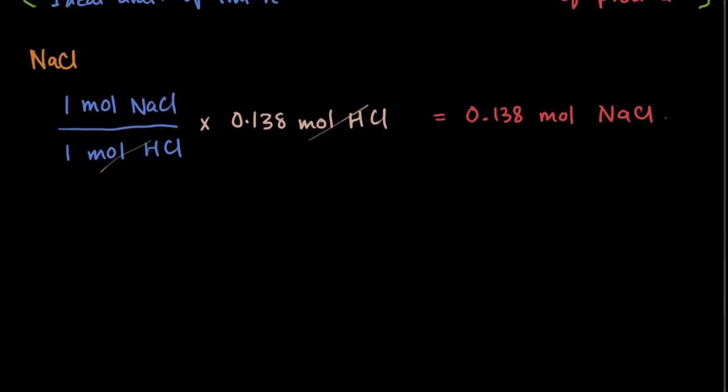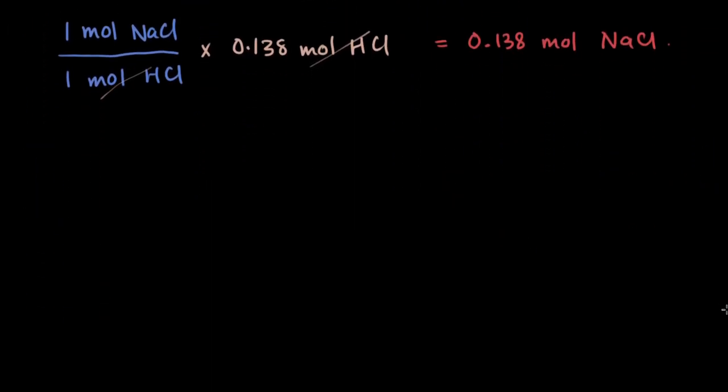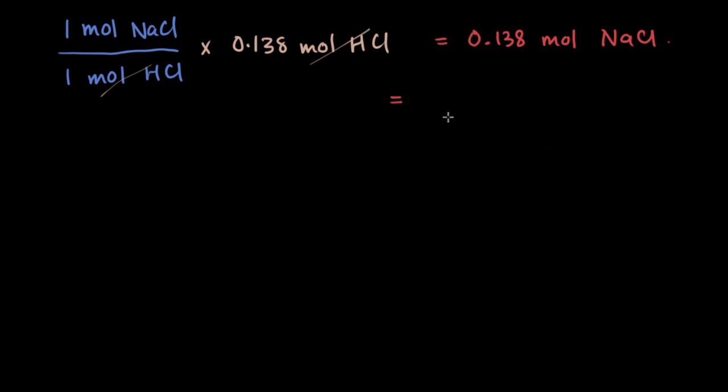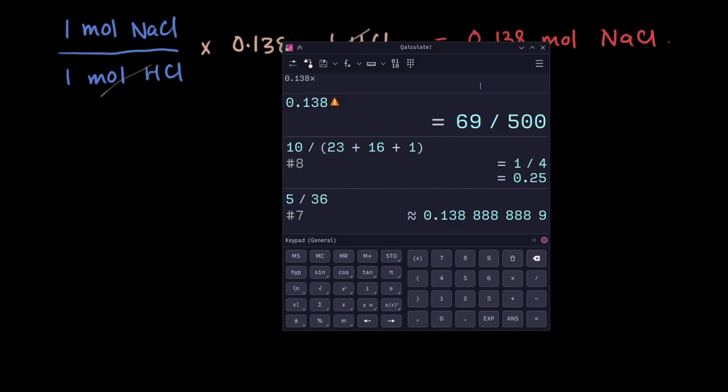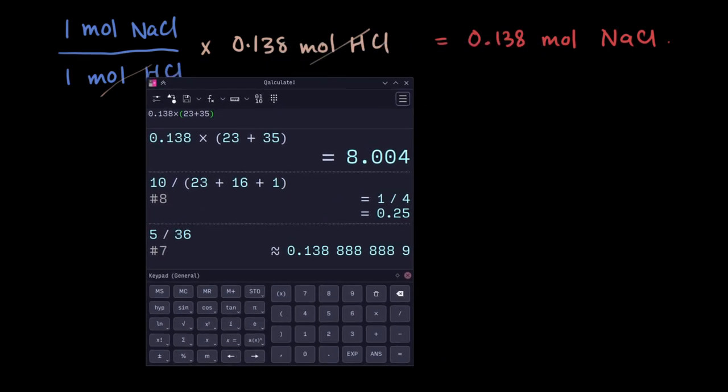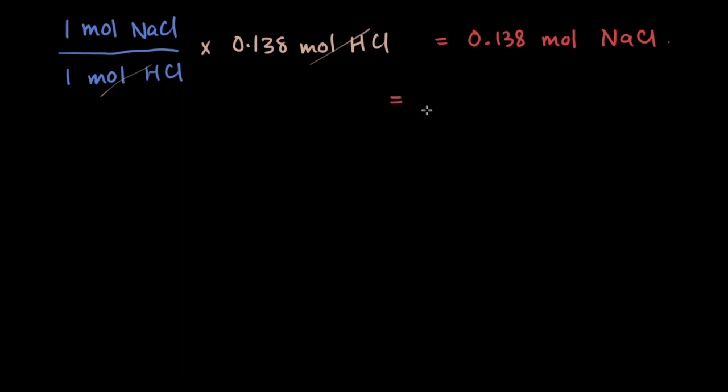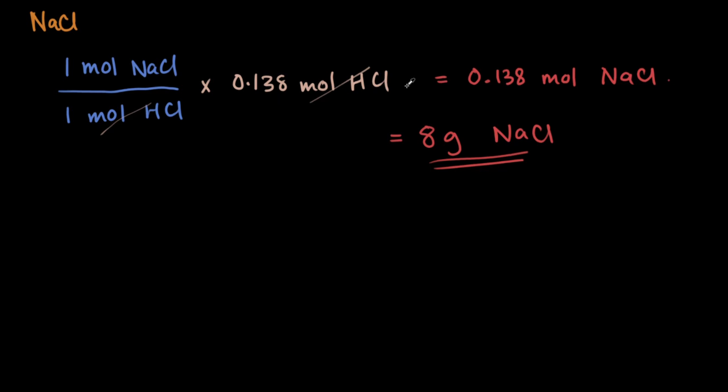Okay, let me just bring up my calculator up here. 0.138 times, what is the molar mass of NaCl? This is 23 plus 35.5, and you have 8 grams. Okay, we'll write that here: 8 grams of NaCl. Pretty neat. Congratulations, you have just found the amount of the first product at least.